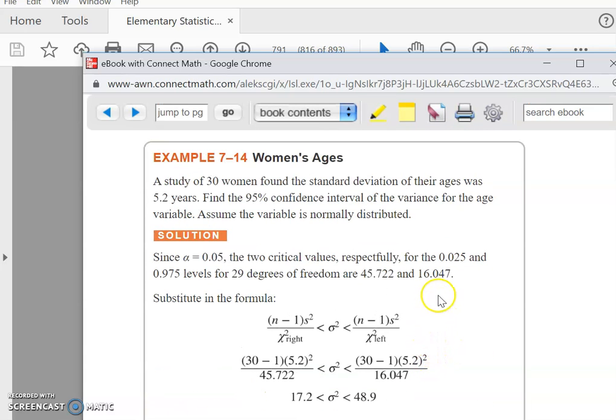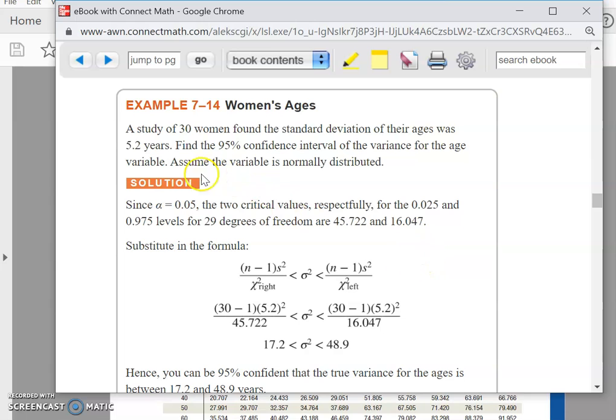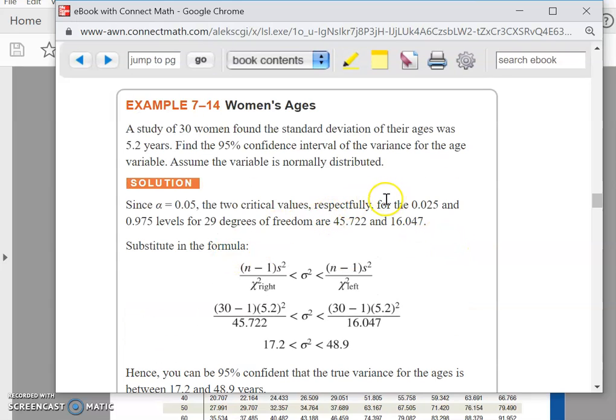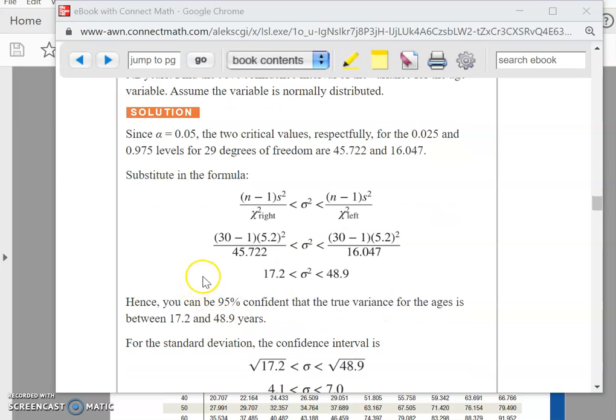Now, does that seem reasonable? I would say it's pretty reasonable. The standard deviation given to us was roughly 5. If the standard deviation is 5, the variance is 5 squared, which is 25. We're saying the variance is between 17 and 48, and our point estimate was 25, so 25 is in there somewhere. So it's reasonable, although it's not a real tight estimate.